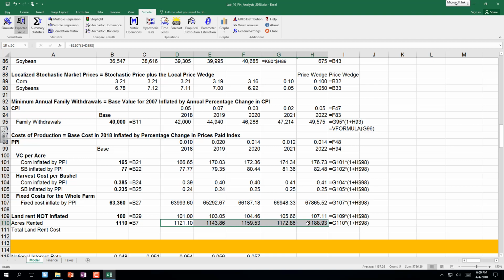Now, this formula here, we want to kill it. We're going to fix it in just a minute. So, it says that my cash rent is going to be $101, $103.5, $104.46, right on across.